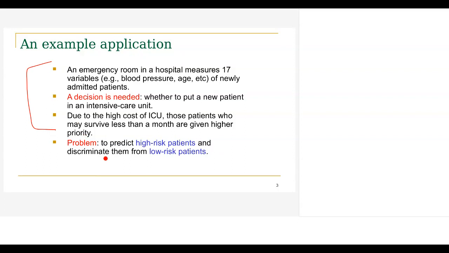What is the problem? To predict high risk patients and discriminate them from low risk patients. What we want to do from this scenario, from these rules, is to predict high risk patients and discriminate them from low risk patients.